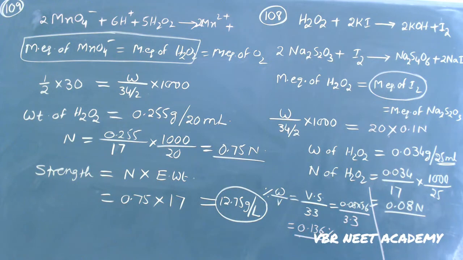So how to calculate normality? The normality calculations are already done. Normality is equal to weight by equivalent weight into 1000 by volume in ml. That is the formula for normality.